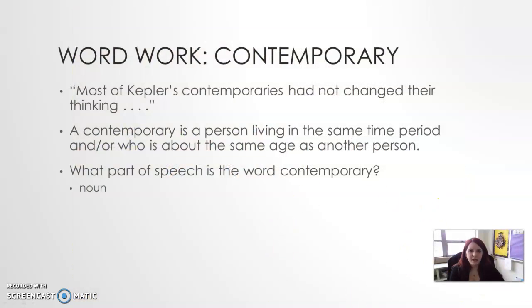Our word work for today is contemporary. Most of Kepler's contemporaries had not changed their thinking. A contemporary is a person living in the same time period and/or who is about the same age as another person, and this is a noun.